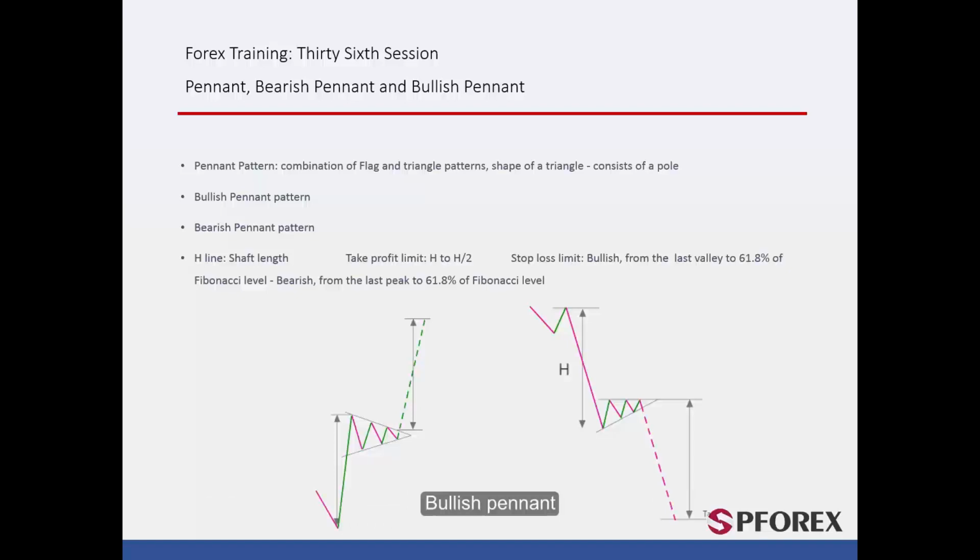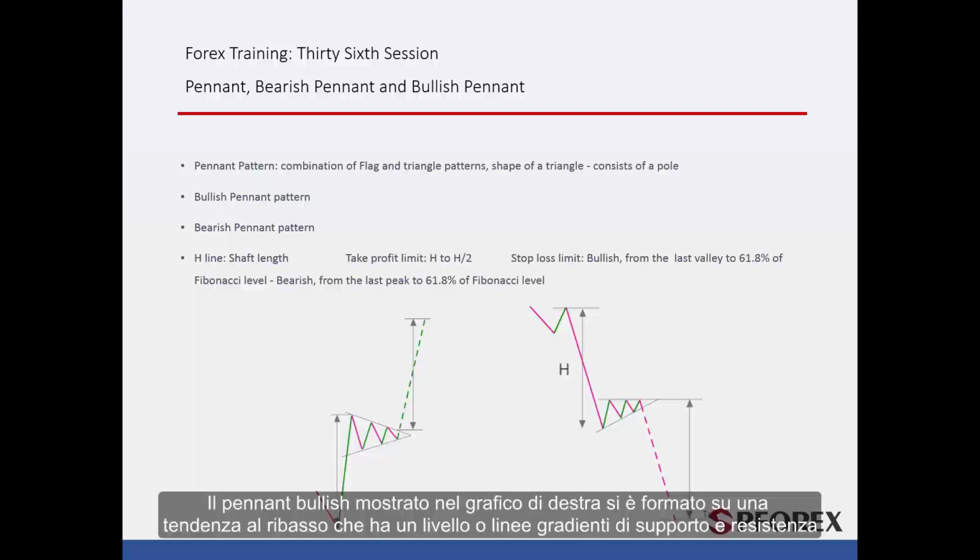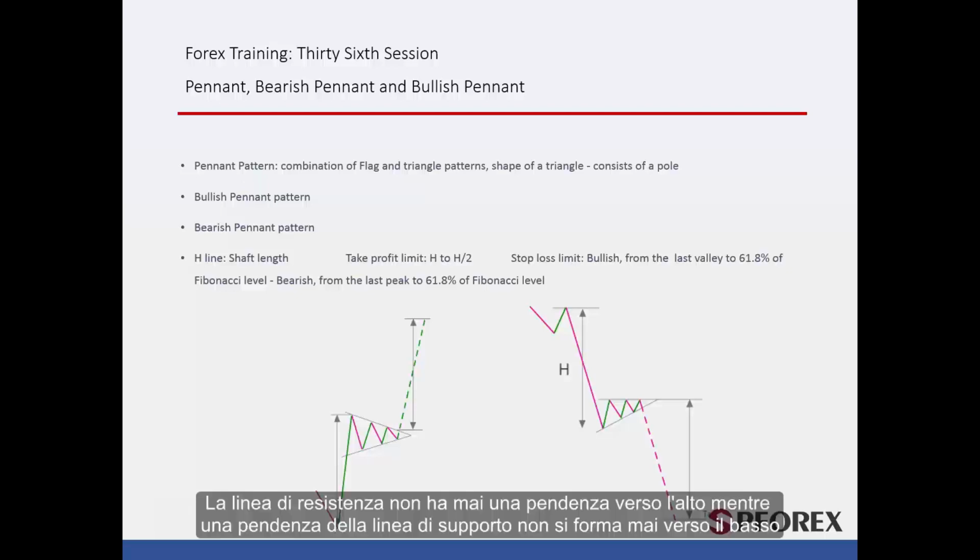Bullish pennant. Bullish pennant, shown on the left graph, is formed on an upward trend, which may have a level or a gradient support and resistance lines. Resistance line never has an upward slope, while the slope of the support line never forms downwards.